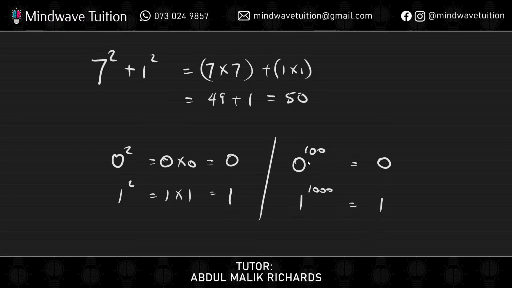So obviously this is going to be 0 times 0 times 0, 100 times, and this can be 1 times 1 times 1, 1,000 times, but there will always be the answer of 0 for 0 to the power of, and 1 for 1 to the power of. Keep this in mind, because this is how they can trick you as well. 0 to the power of anything is 0, 1 to the power of anything is 1.